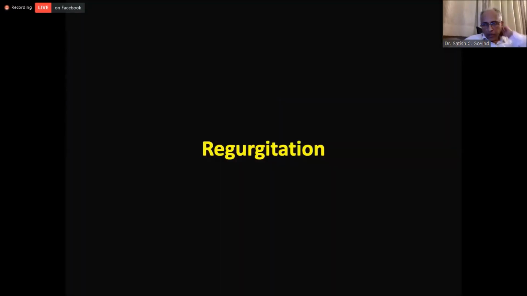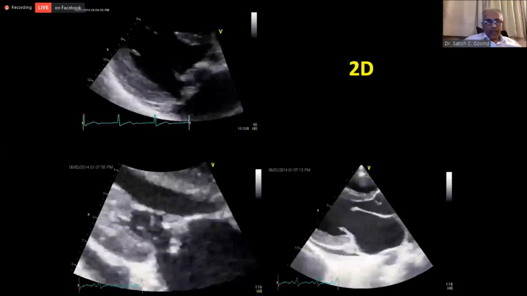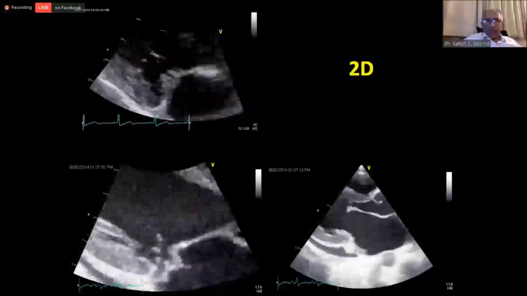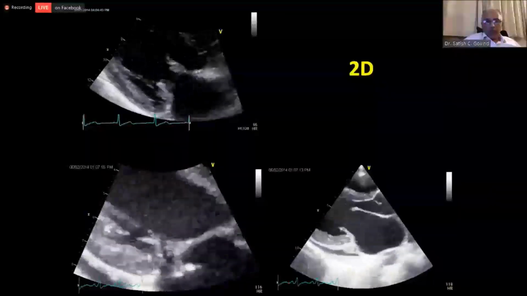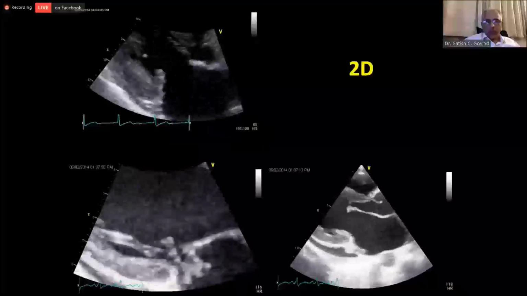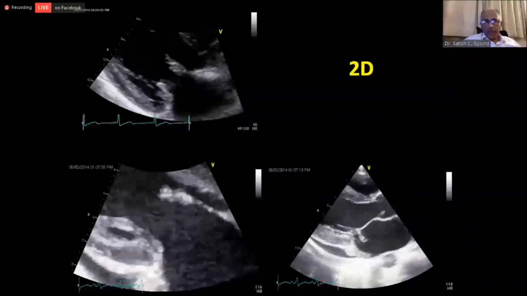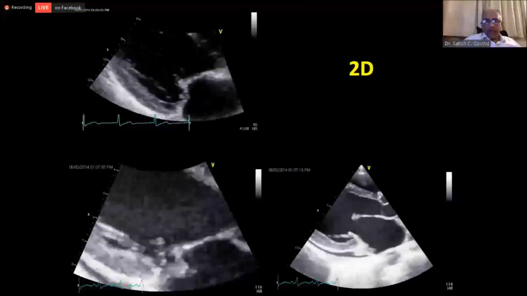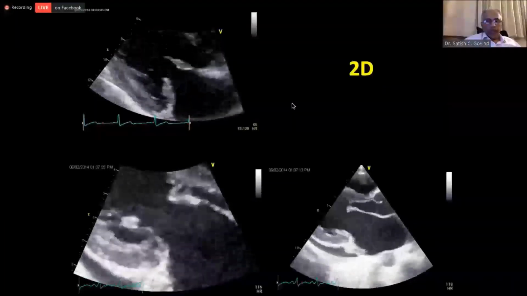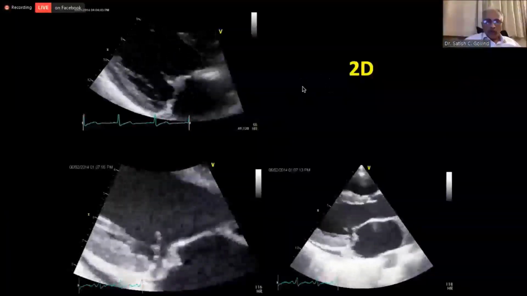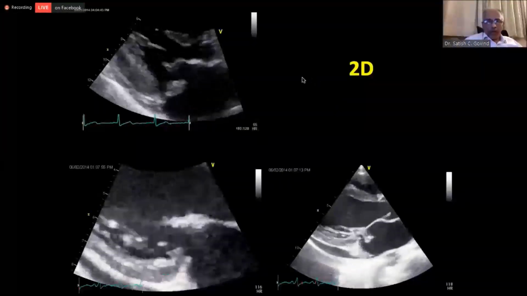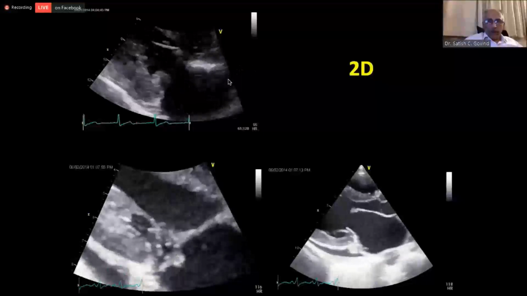Now let's look at the pathologies. We have the regurgitation here. When we are looking at a regurgitant lesion, it is important that we do a very systematic approach, and go through it in a methodical way. First and foremost, especially if it is elective and you have time on your hands, we have to start with the 2D. Do a good 2D examination first, look for any structural abnormalities, look at all the various parts of the mitral valve.